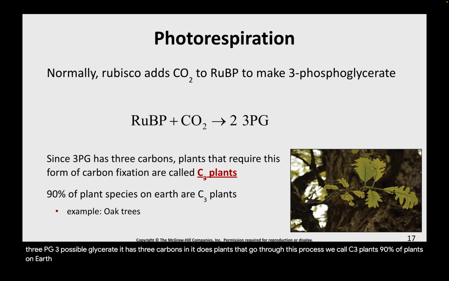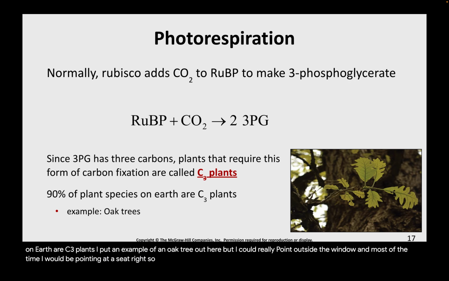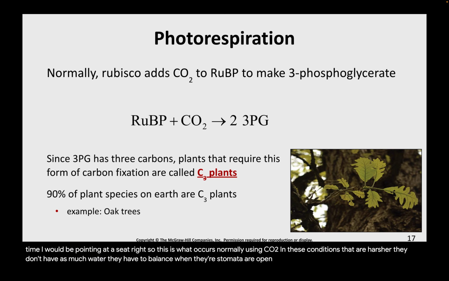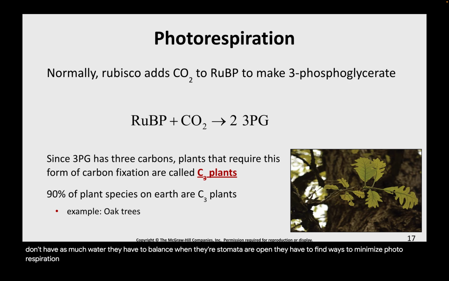90% of plants on Earth are C3 plants. Right? I put an example of an oak tree out here, but I could really point outside the window, and most of the time I would be pointing at a C3 plant. Right? So this is what occurs normally, using CO2. Now, the plants that have to live in harsher conditions, where they don't have as much water, have to balance when their stomata are open. They have to find ways to minimize photorespiration, right? Which is what will happen in C3 plants if they don't have an alternative strategy.